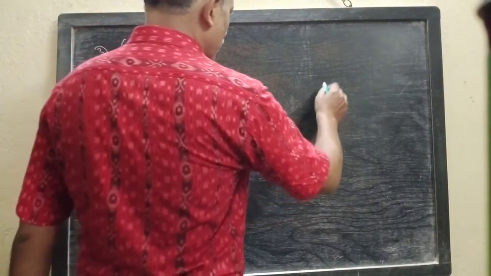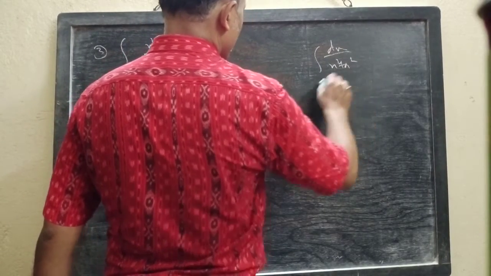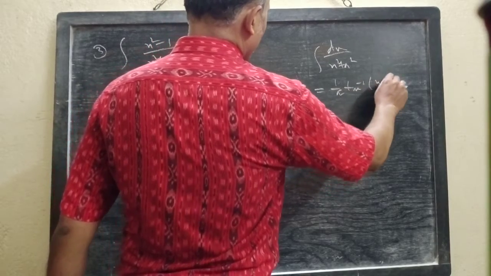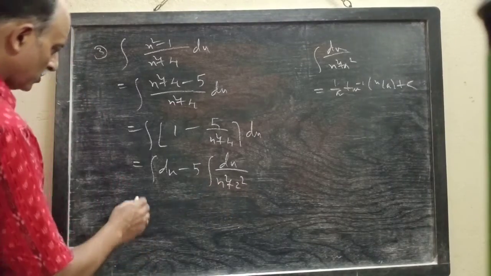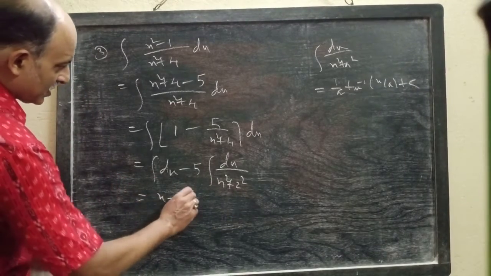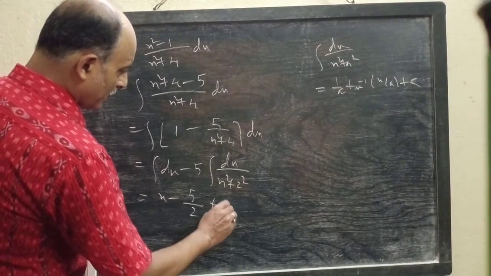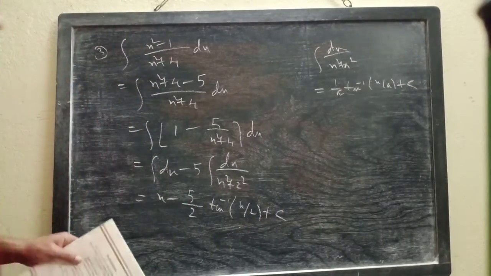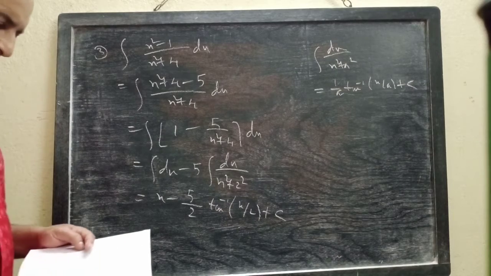Now recall the formula. We have the formula dx by x square plus a square. This is 1 by a tan inverse of x by a plus c. So here a is 2. Integration dx is x minus 5 by a, where a is 2, tan inverse of x by 2 plus c. This will be your answer. Next question.